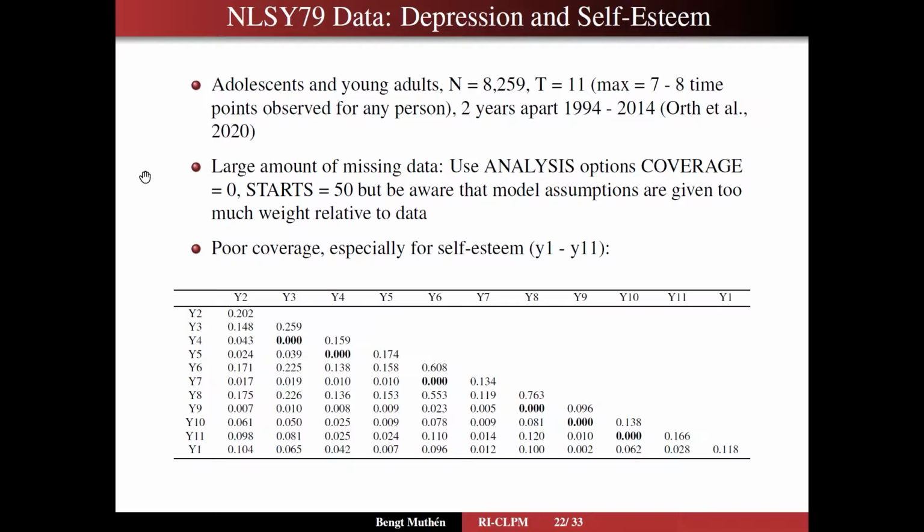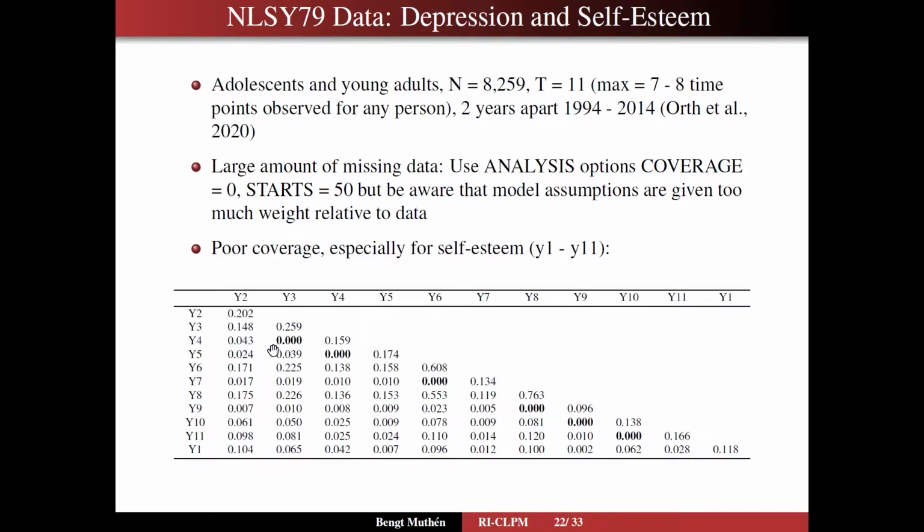But at the same time, be aware that when you have this much missing data, model assumptions, as it says, are given too much weight relative to data. And the coverage is especially poor for self-esteem, the 11 variables denoted Y here. And you have these off-diagonal 0 coverage, so nobody has information on both the 3rd and the 4th time point. Nobody on the 4th and the 5th time point. And even worse here, 3 zeros in a row.